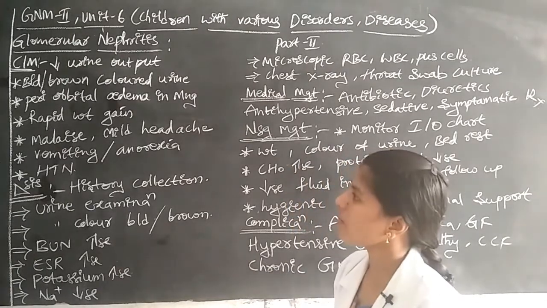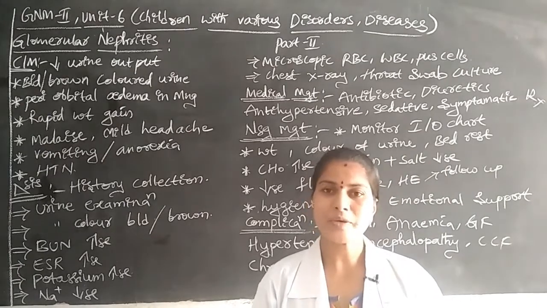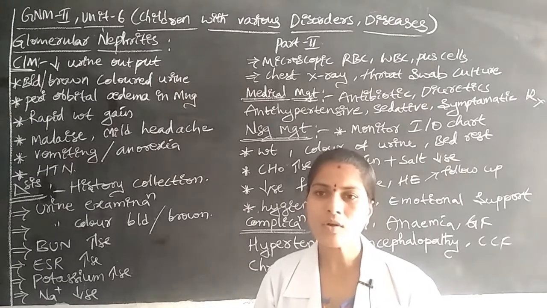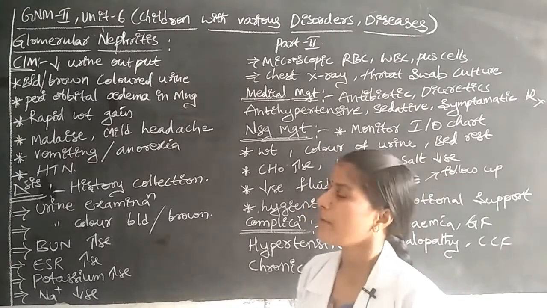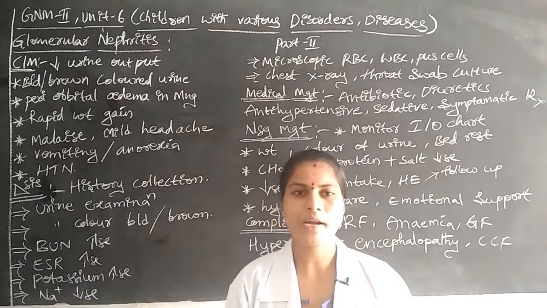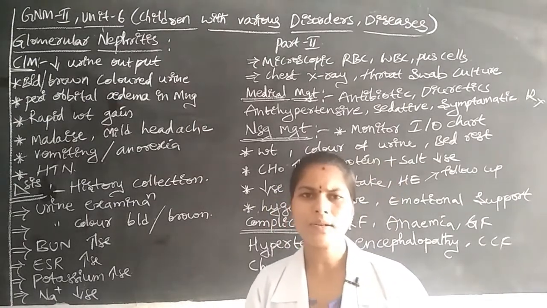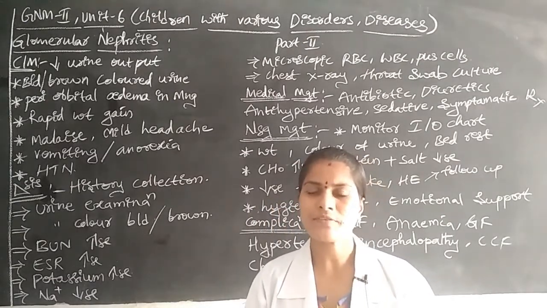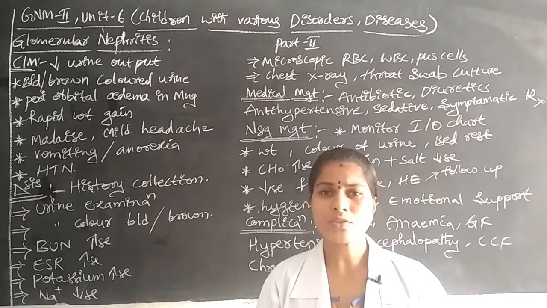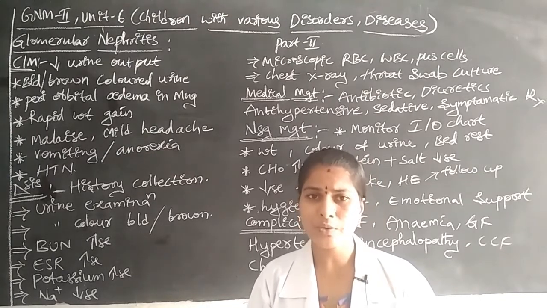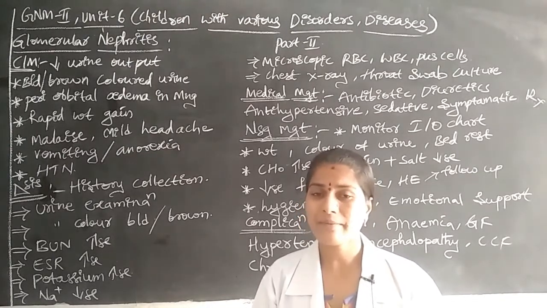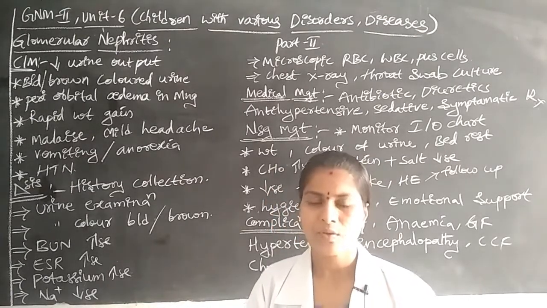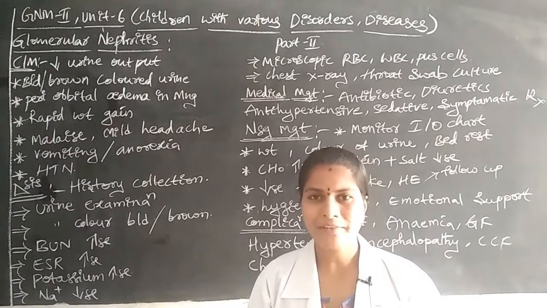Next, when we assess the urine, it may have blood clots or be brown colored. Normally there is no color in urine, but children suffering with glomerular nephritis excrete urine that is brown in color, sometimes with blood clots or some blood mixed in it. This is the second clinical manifestation.